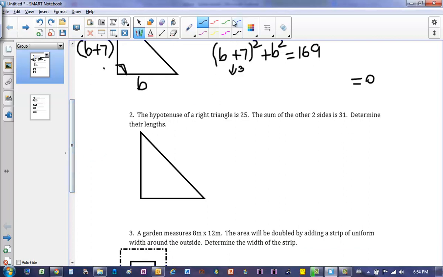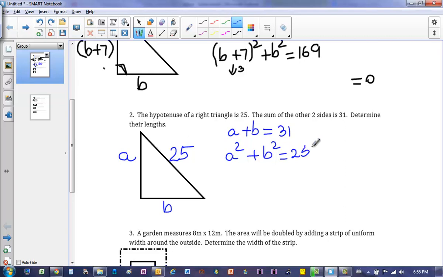Let's look at the second one. It says the hypotenuse of a right triangle is 25, so my C is 25. The sum of the other two sides is 31. So I have my A and my B, and I know that A plus B equals 31. Conforming to the Pythagorean theorem, I also know that A squared plus B squared equals 25 squared.